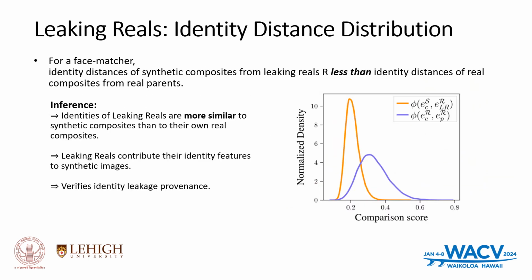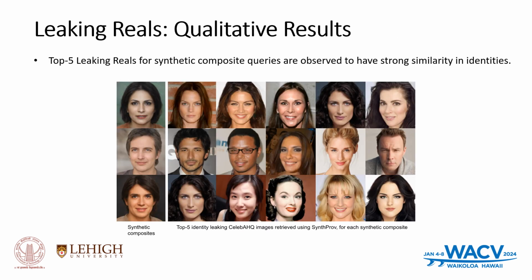Observing the distribution of face matcher identity distances again, this time between synthetic composites and their leaking reals, we find that these distances are significantly lower than the identity distances of real composites from their real parents. This shows that leaking real images are more similar in identity to certain synthetic images than they are to their own real composites. This verifies identity leakage in the StyleGAN2 W space and shows its provenance. Qualitatively, we can see highly similar facial and identity features across the queries and the retrieved top 5 leaking reals. This is shown for the CelebAHQ data.